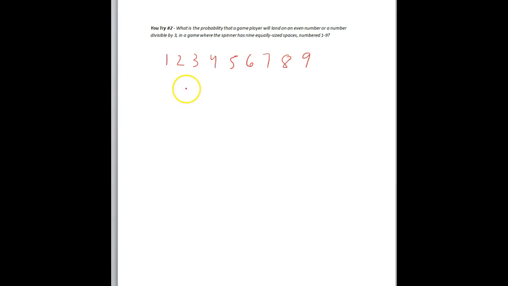So it's asking, what is the probability that a game player will land on an even number or a number divisible by 3? Okay, so let's find the probability of having an even number in this set. How many even numbers do we have? We have 1, 2, 3, 4, and then we have 9 total. So the probability of landing on an even would just be 4 of 9. Now, what's the probability of landing on a number that's divisible by 3? Well, we have a 3, a 6, a 9. So the probability of div 3 is equal to 3 of 9.